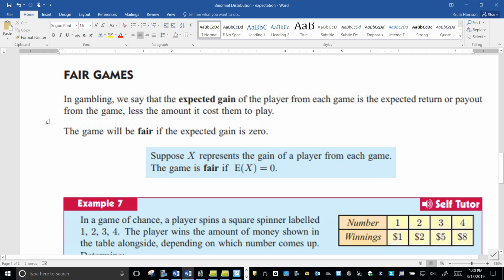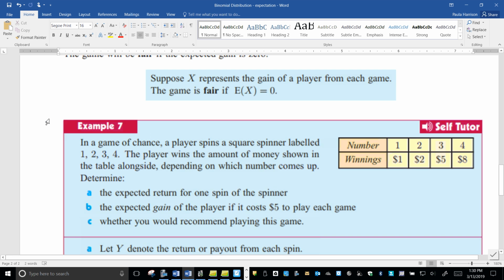Now, fair games. Okay, this has come up a couple of times recently, and in gambling, we say the expected gain of a player is the expected return from the game less the amount it costs to play it. Okay, so how much money are you going to get back, take away how much did it cost you to actually play the game. Okay, so that makes sense. Now, if the expected gain is 0, it means that the game is classed as fair. So if you find that the expected value is 0, you can say that the situation is fair.